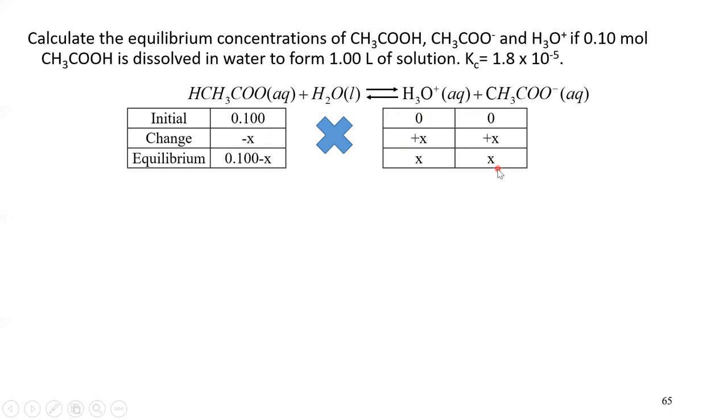All right, we have our ICE chart. Write a K expression. Remember that if this is a heterogeneous equilibrium, liquids aren't included. Okay, write a K expression. Okay, products over reactants raised to the power of the coefficient in the balanced equation. These are all ones. All right, so what do we know? Well, we know K. So we're going to plug in 1.8 times 10 to the minus 5 for K. This is X, this is X, and this is 0.100 minus X.